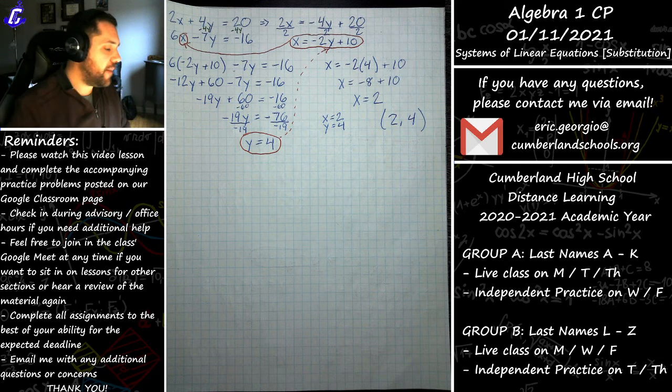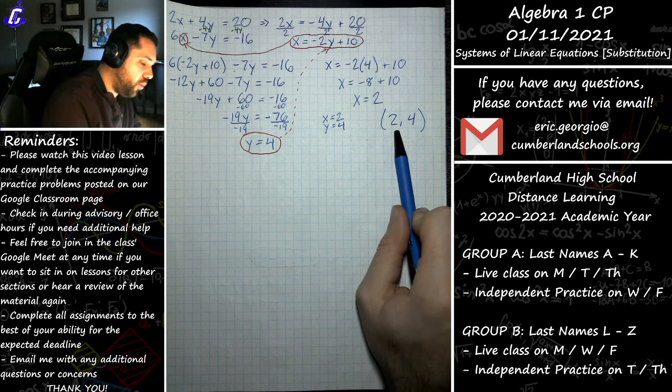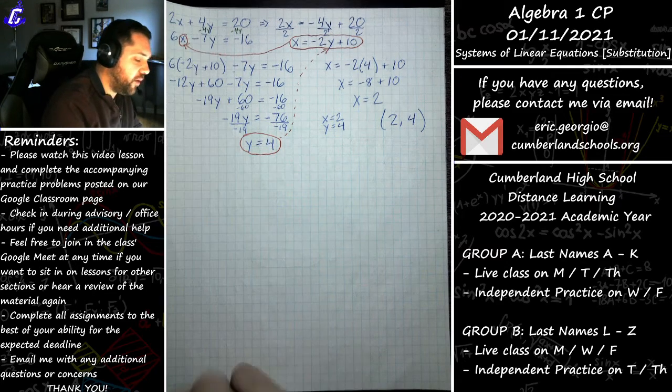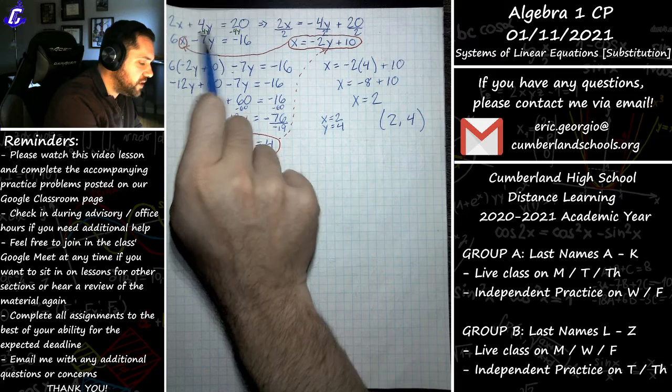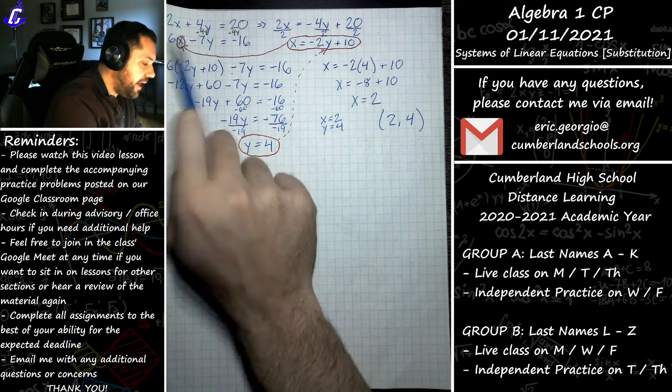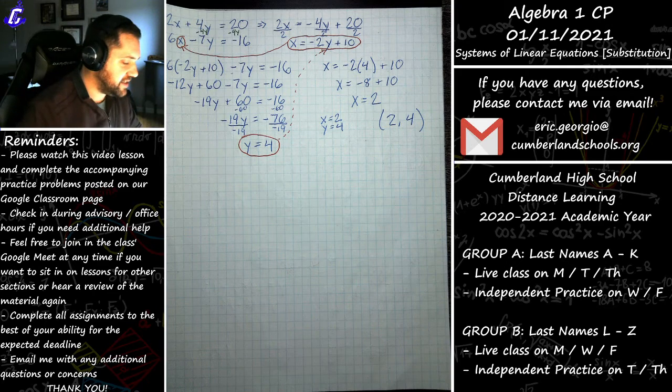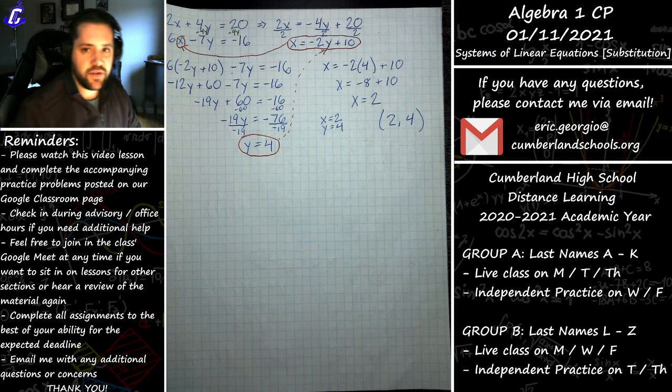Again, notice if I went back and substituted, we could check our work to say, is it true that if x is 2 and y is 4, this works out? Well, 2 times 2 plus 4 times 4 does equal 20. And 6 times 2 minus 7 times 4 does equal negative 16. That's going to be 12 minus 28, which equals negative 16.